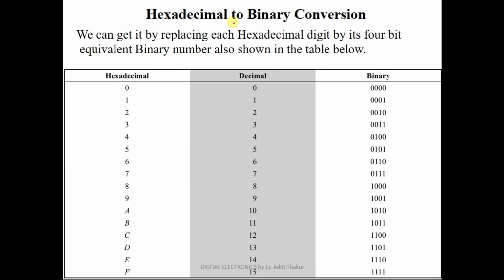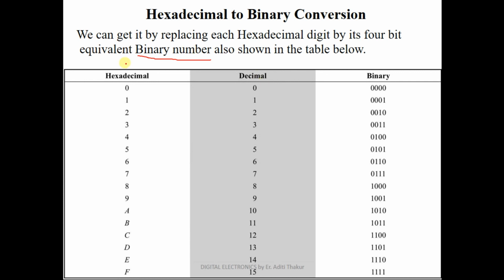Now hexadecimal to binary conversion. Hexadecimal to binary conversion is very simple. What we have to do is replace each hexadecimal digit by its 4-bit equivalent binary number. As in case of octal numbers, we replaced each octal digit by its 3-bit binary equivalent, but in hexadecimal we replace each digit by its 4-bit binary equivalent.